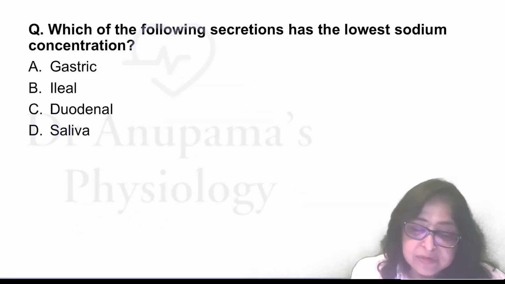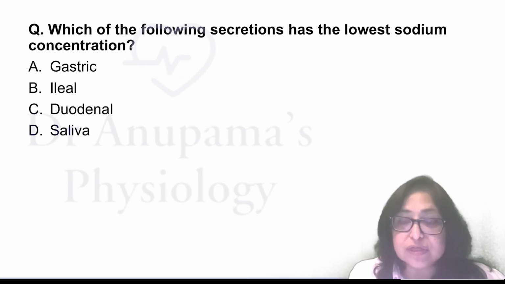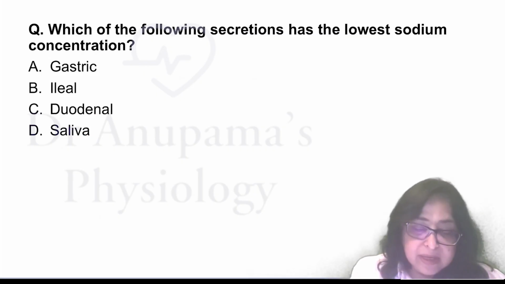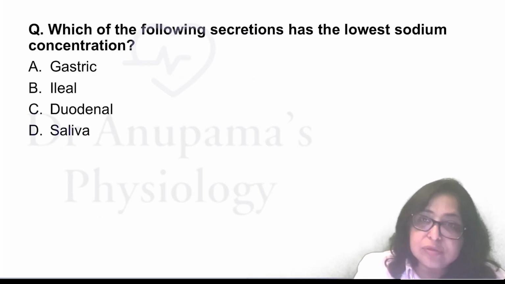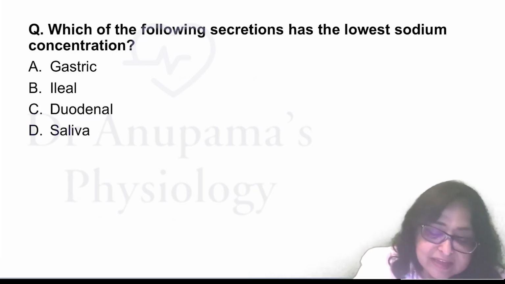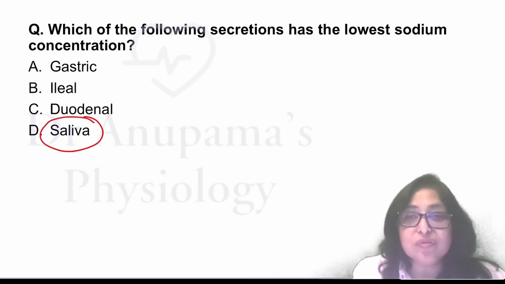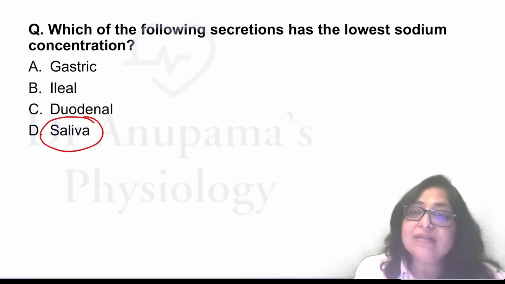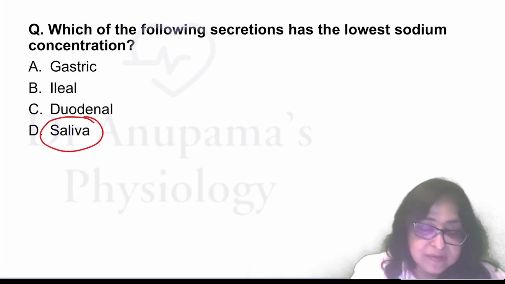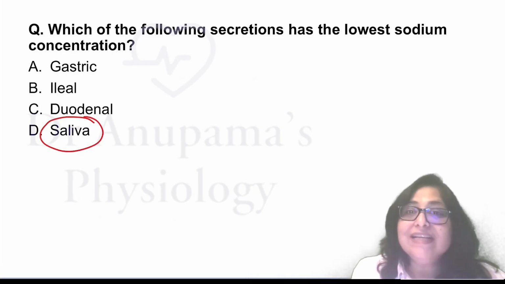Which of the following secretions has the lowest sodium concentration? Now, sodium is reabsorbed and potassium is secreted in the salivary glands, and aldosterone increases this. It increases sodium reabsorption and the potassium secretion. Sodium reabsorption occurs in the salivary glands as also in the colon. So the best answer here is going to be saliva.